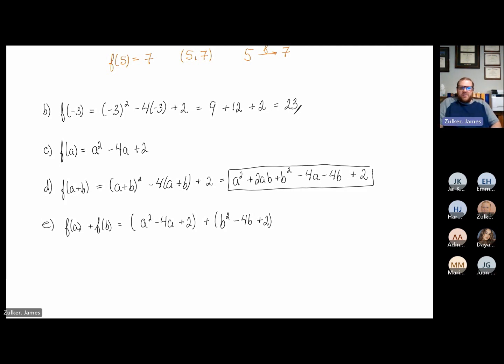And now we simplify. The only common terms are the constants. 2 plus 2 is 4. This would be then our output, our formula for f of a plus f of b: a squared plus b squared minus 4a minus 4b plus 4.